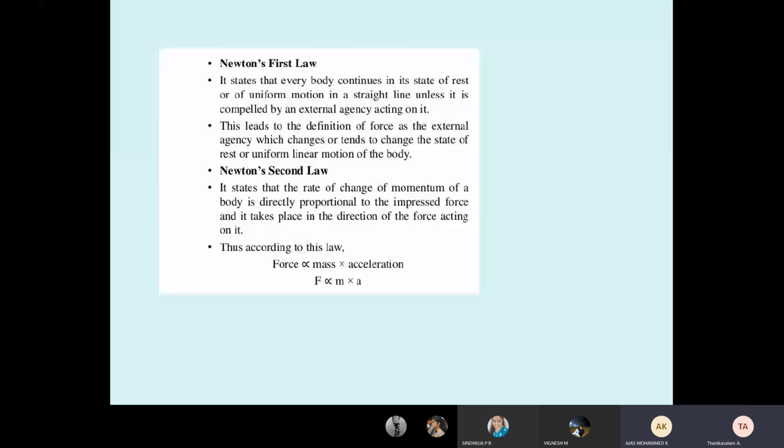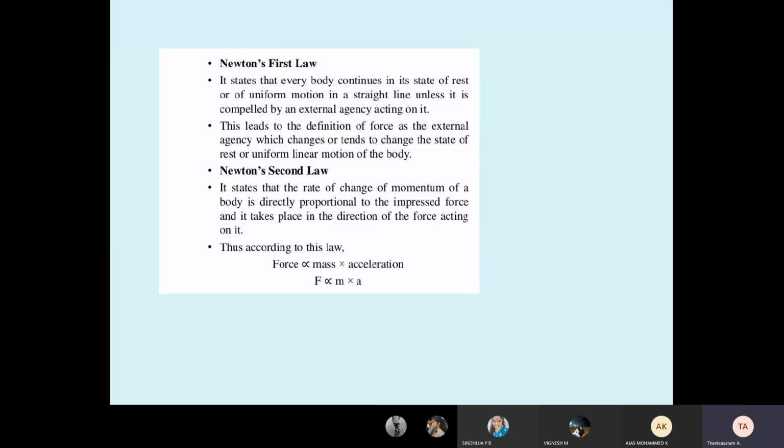Newton's first law states that every body continues in its state of rest or of uniform motion in a straight line unless it is compelled by an externally acting force. This leads to the definition of force as the external agency which changes or tends to change the state of rest or uniform linear motion of the body.